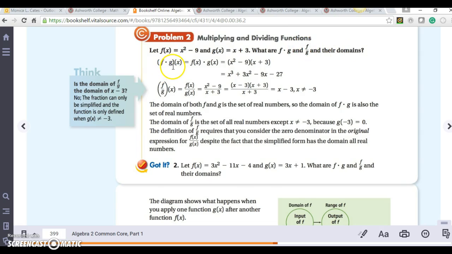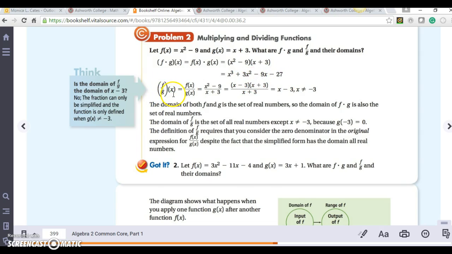So f times g of x equals f of x times g of x, which is x squared minus 9 times x minus 3. And so if I just multiply this using my four properties, I get x cubed plus 3x squared minus 9x minus 27.